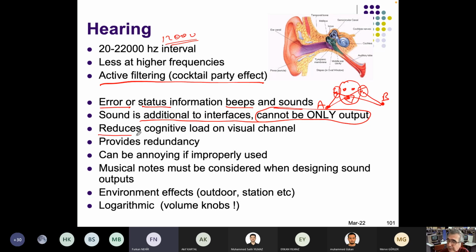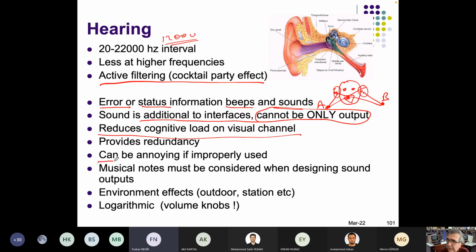It reduces the cognitive load on the visual channel. That's interesting. You see something, plus there is a sound. So sound might be seen as redundant, but actually it is not. Sometimes it reduces the cognitive load. Even if you see it, supplying it with the sound feedback together makes you more comfortable, and that reduces the load.